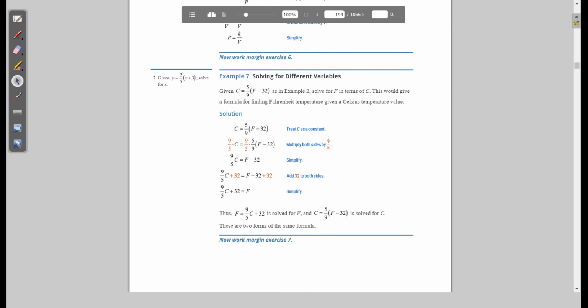And so the reason why I skipped over the second method, if you recall, when I was talking about Fahrenheit and Celsius, is because I remembered that we're going to be talking about changing it from one to the other. So I stopped, and this is why. This reads: given that c is equal to 5/9 times f minus 32, as example 2, solve for f in terms of c. Of course, this would give a formula for finding Fahrenheit temperature given Celsius temperature values. So we need to solve for f.